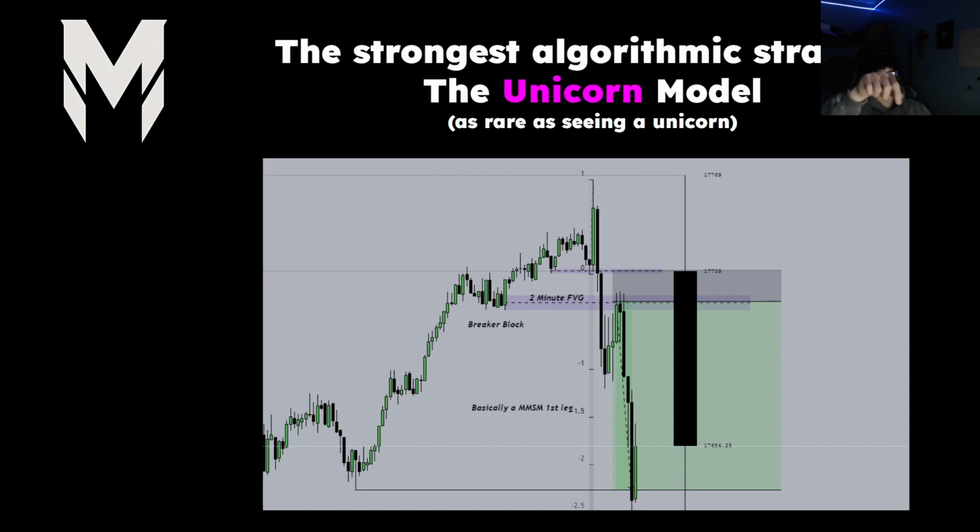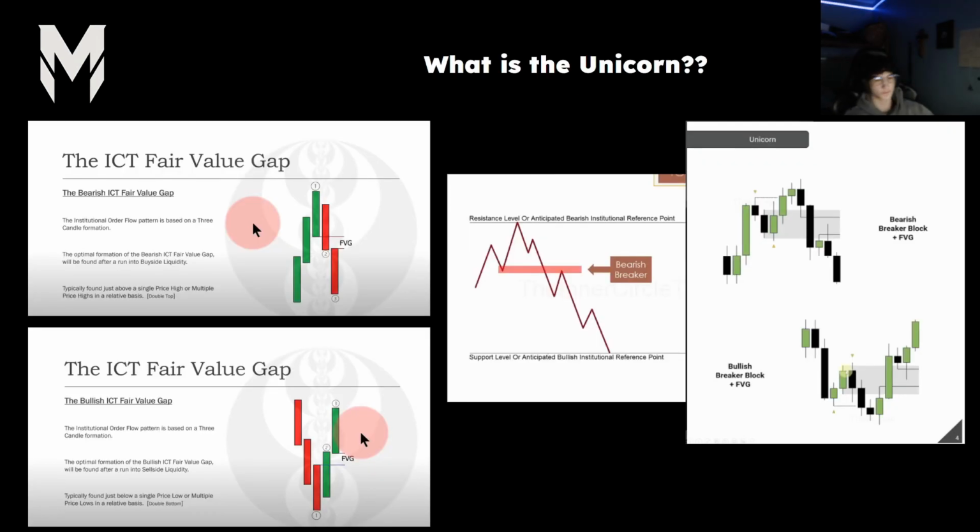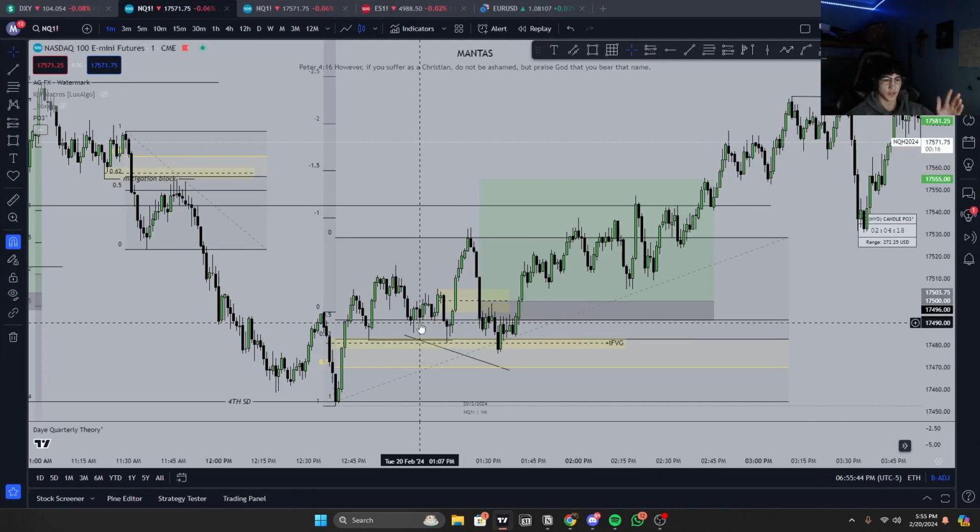I'm pretty sure I have more, but right here I'll explain to you what it is. So, the unicorn, it's a fair value gap plus a breaker block, and if you already know those two PD arrays, you're perfect. But this video is for the people who don't know what it is. So, fair value gap, there are so many videos explaining it, it's just a little gap in price where there are no wicks. I should pull one up right now.